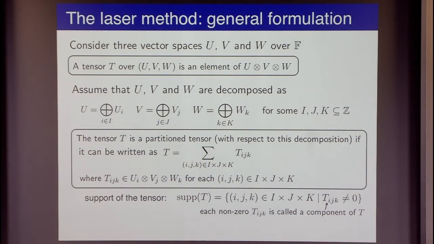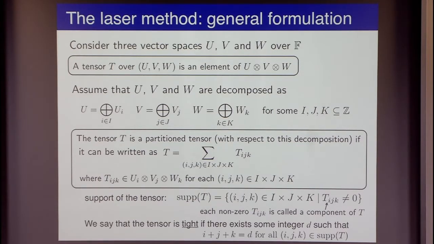Okay? And the support will be, as usual, all the triples i, j, k such that T_ijk is not a zero tensor, and each non-zero T_ijk we will call a component of T. And we say that the tensor is tight if for any triple in the support you have i plus j plus k equal to d, where d is some constant fixed now.